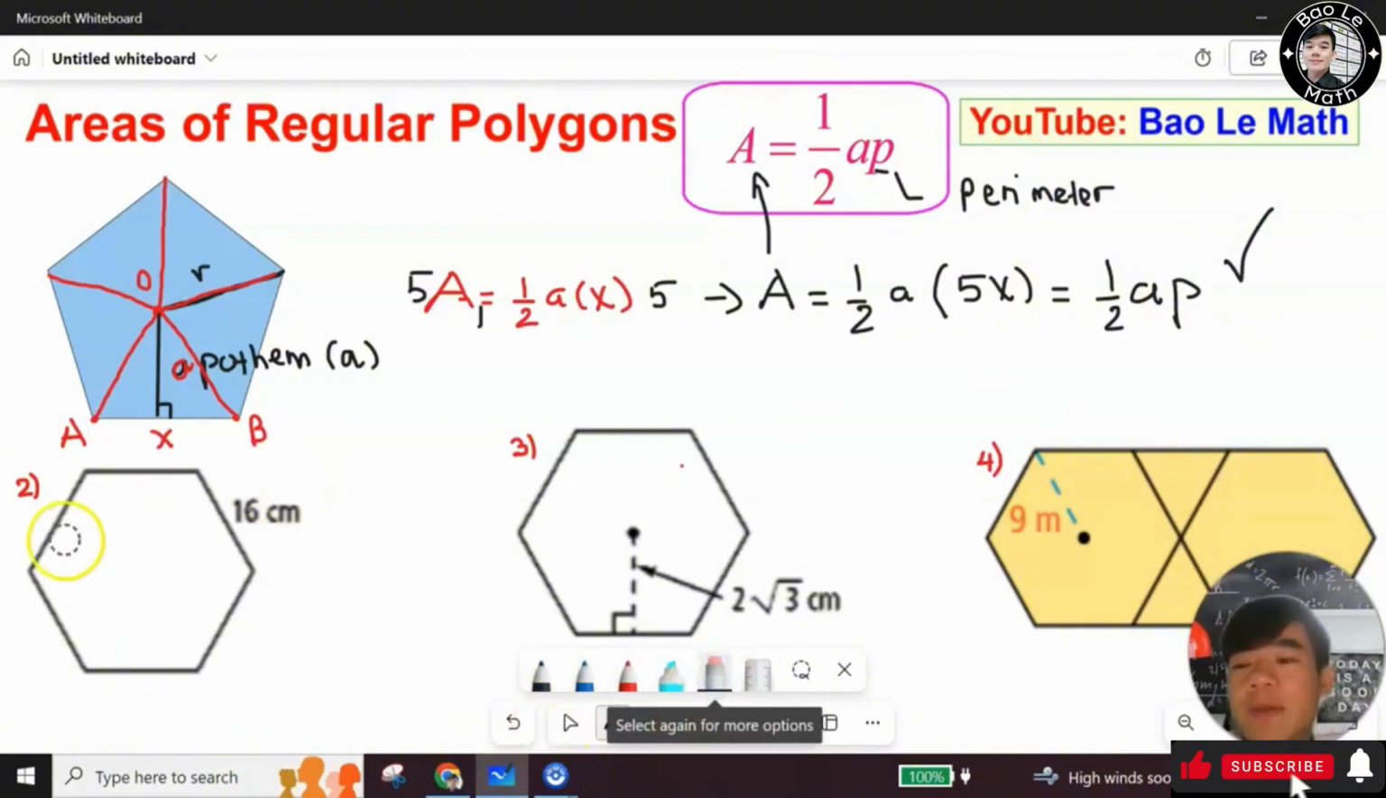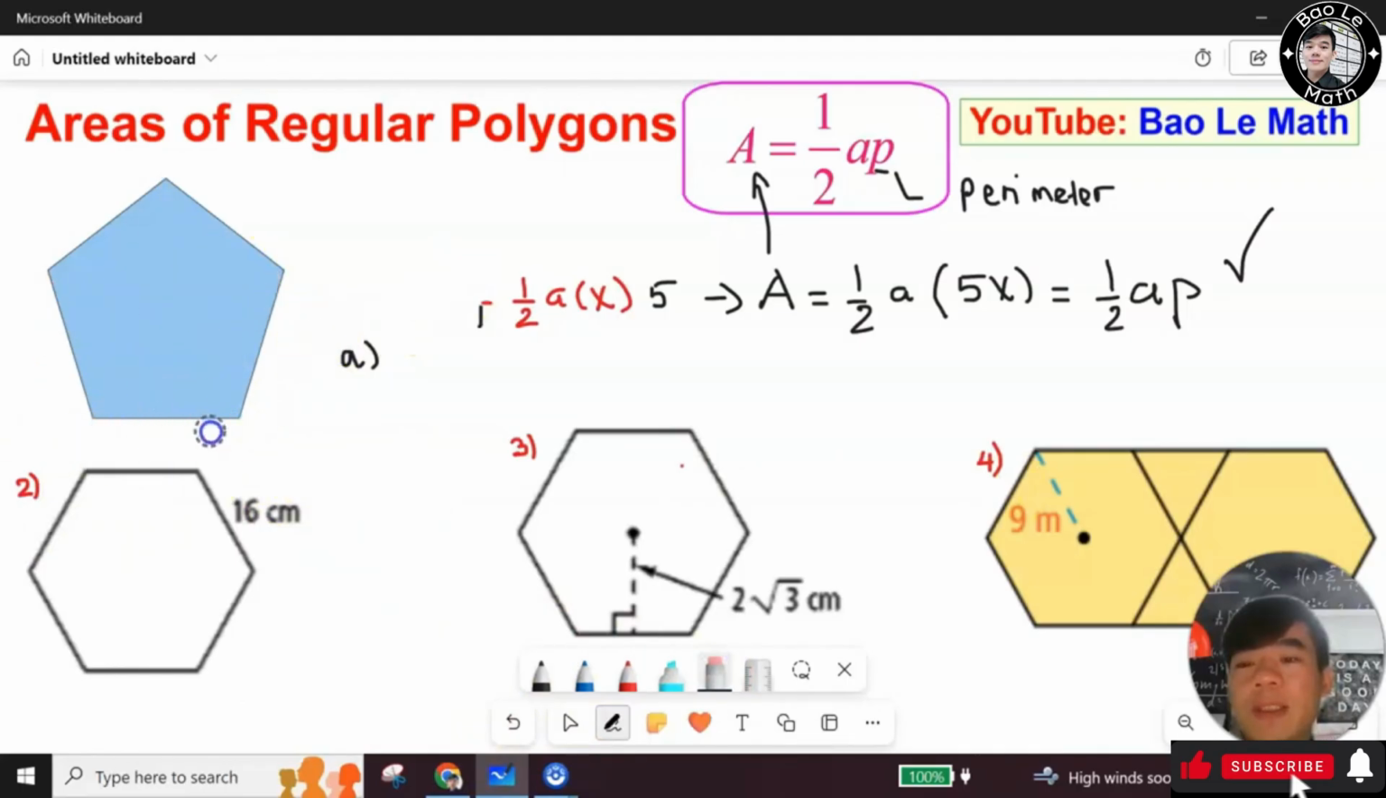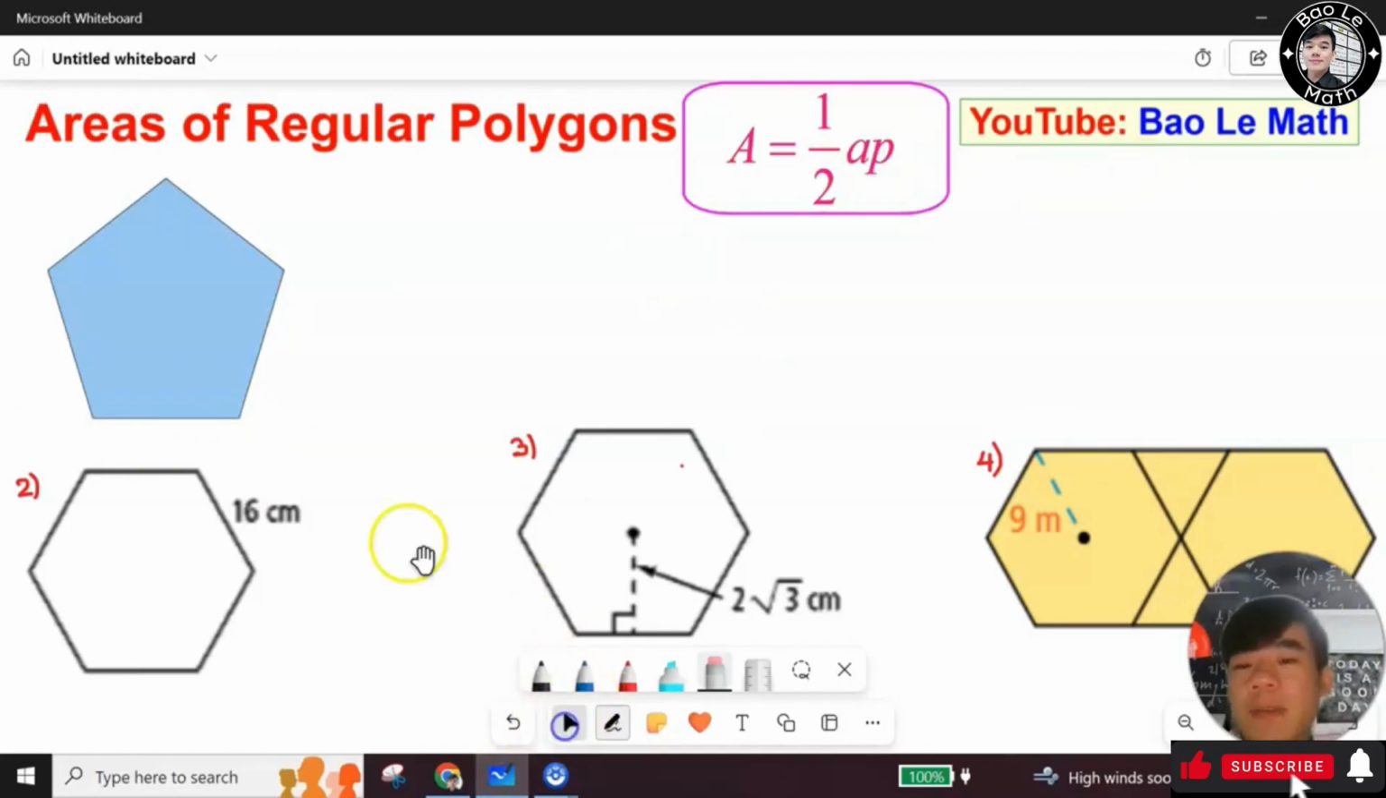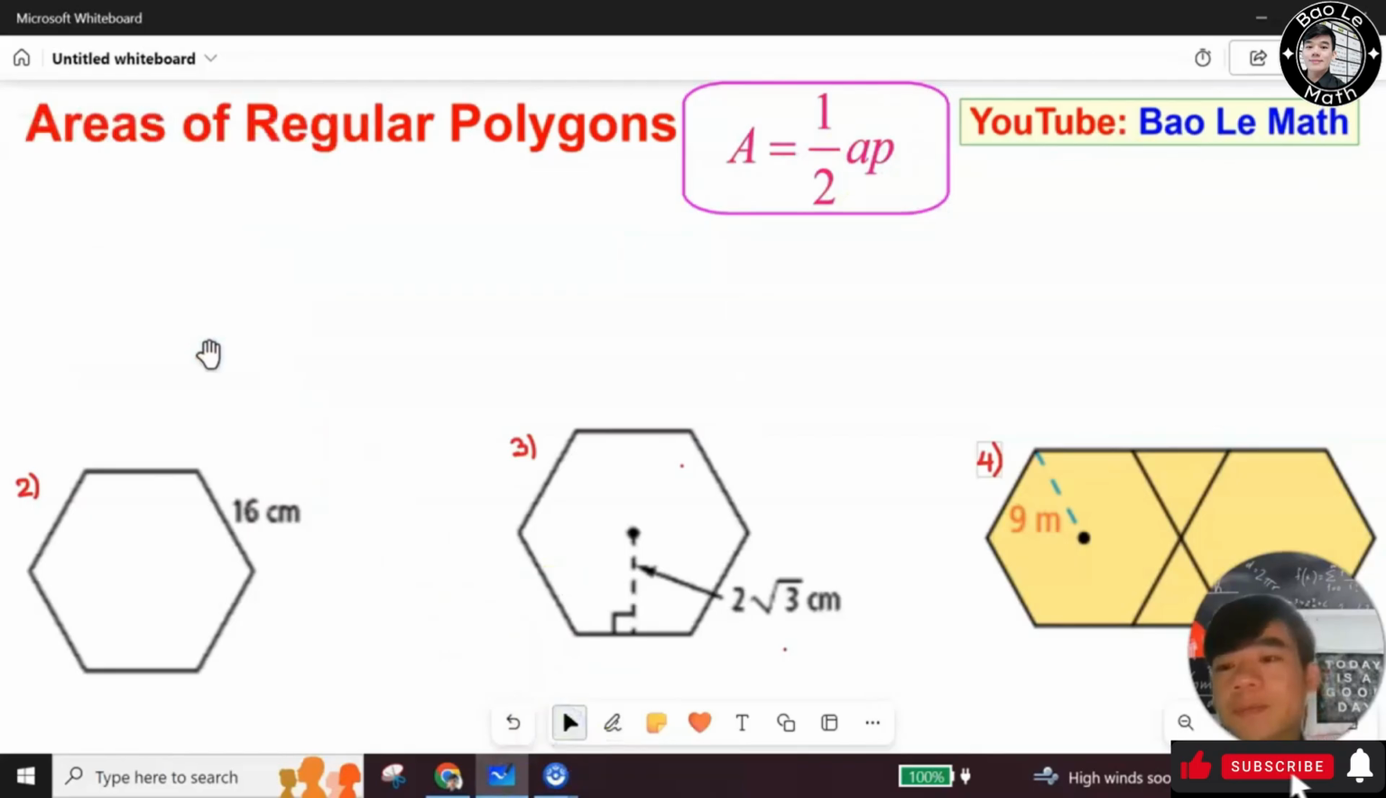Now go ahead and take a look at examples 2, 3, 4 right here. So let me erase this one and find a spot to calculate the area of the regular polygon. Let me erase this one too. Now we need to calculate the area of this regular polygon, given a side length equals 16.